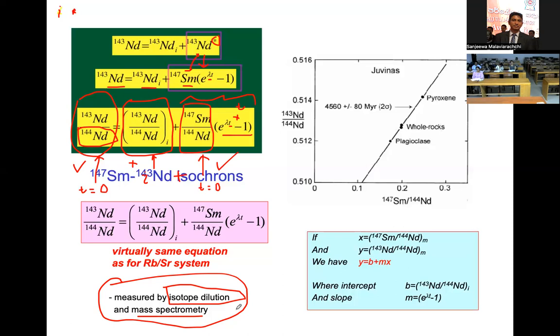So you started with 50 milligrams of sample, but you end up with some nanograms of samarium and neodymium at the end, right? So that tiny amount is injected in a solution to the mass spectrometer to find out these isotopic ratios. So this is how you have to do this isotopic analysis.